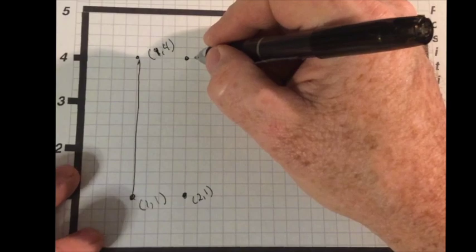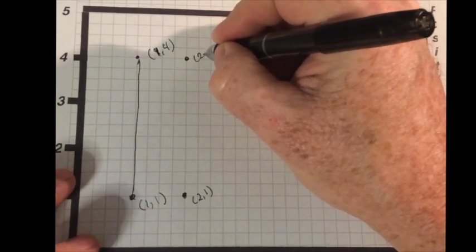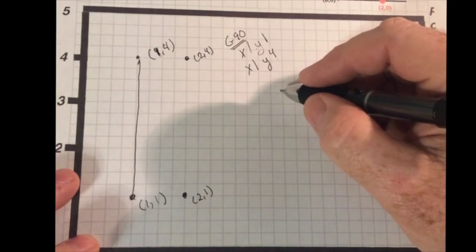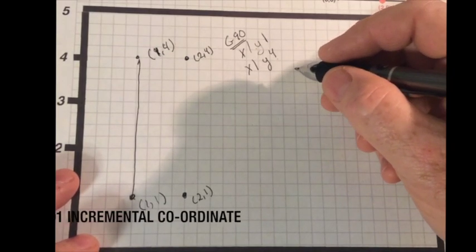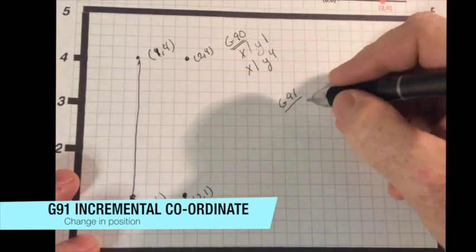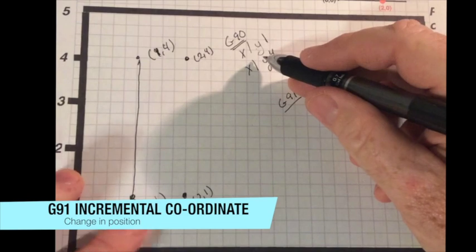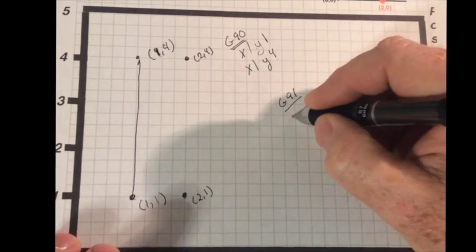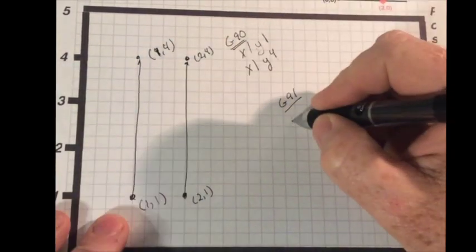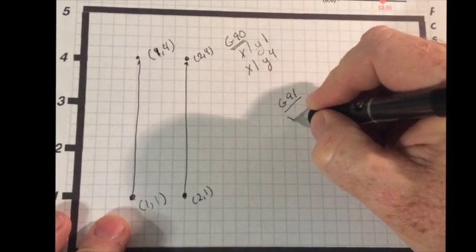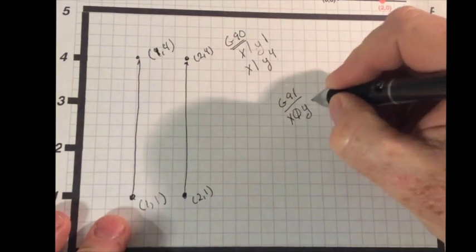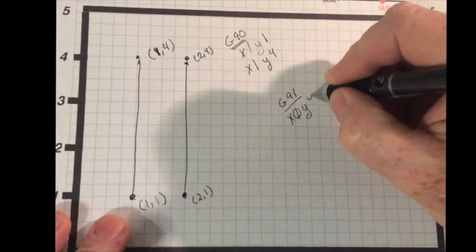That's absolute. But if I want to go from this spot, which is 2 comma 1, to this spot, which is 2 comma 4, and I'm using incremental coordinates, or also sometimes known as relative coordinates, and the code is G91, I can say, instead, once I'm already at this spot and I want to go to here, all I have to do is tell it that we have a change in x of 0, and we have a change in y of 4.